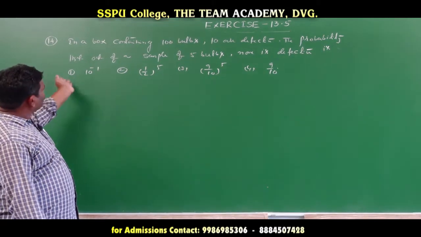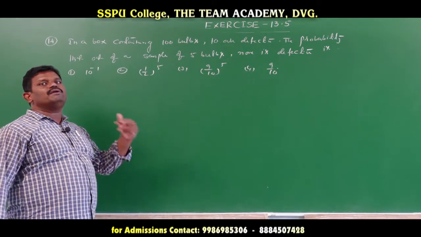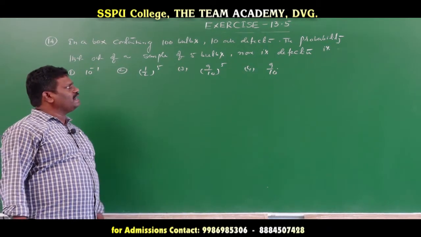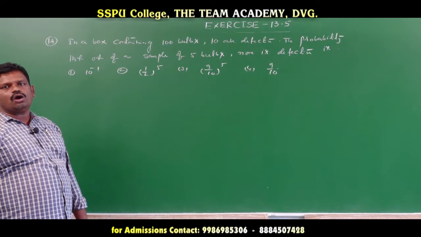So the probability that out of a sample of 5 bulbs, which we select randomly, none is defective, that is X is equal to 0.